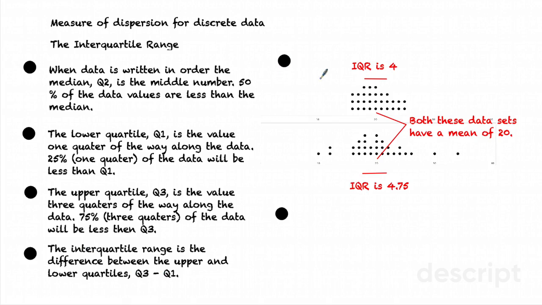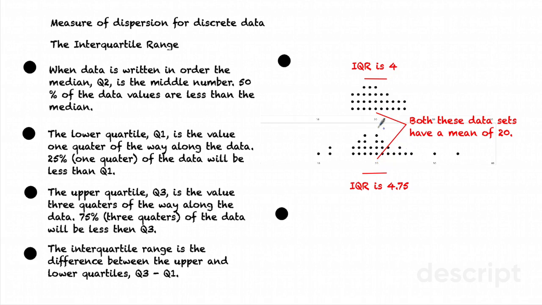Let us look again at those same two data sets. If I now compare their interquartile ranges, I'll see that the interquartile ranges are very similar. Where the data was very much grouped around the mean, the interquartile range was 4. And with this data more spread out, the interquartile range was 4.75. But we now see that the measure of dispersion used here suggests these two data sets are more similar.